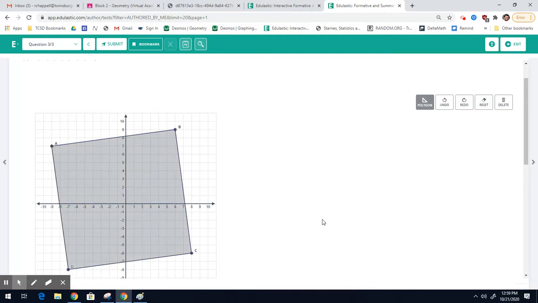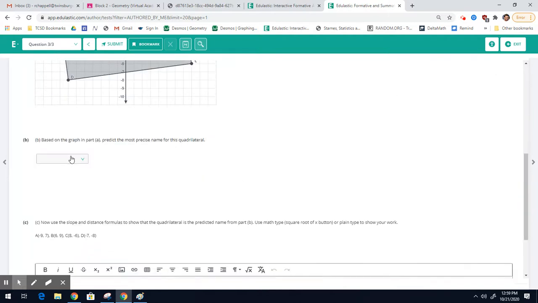And there I go. And this is a little bit big, but I think that this looks like a square. I know it's kind of tilted. It might be hard for you to see, but I think it's going to be a square. So that'll be my choice. So then my goal is to prove that this thing is a square.